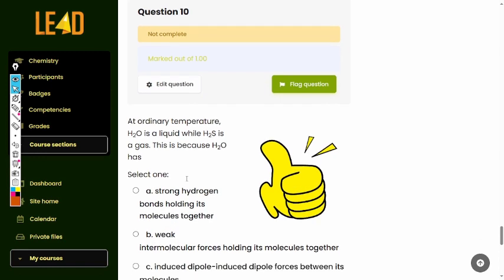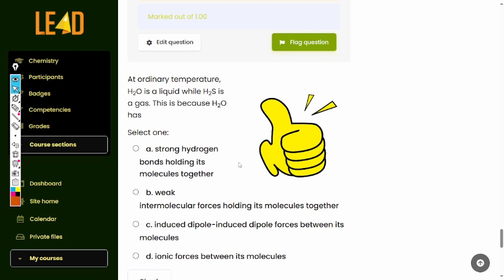Okay, question 10. At ordinary temperature, water is a liquid, while hydrogen sulfide is a gas. This is because water has... Let's understand the question first before we look for the answer. We're told that water is a liquid at room temperature, but hydrogen sulfide is a gas. The difference between them is the bond between their molecules. The bond in a liquid is still stronger than that of a gas.